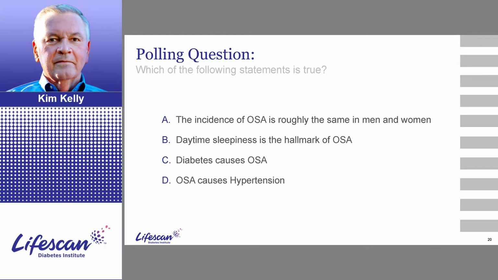Thank you, Kim. Our next polling question asks, which of the following statements is true? A, the incidence of OSA is roughly the same in men and women. B, daytime sleepiness is the hallmark of OSA. C, diabetes causes OSA. Or D, OSA causes hypertension. And while our attendees are answering, we do have a question, and it asks, once someone gets their CPAP machine, if their number of events per night is low, do they require any sleep clinic follow-up?